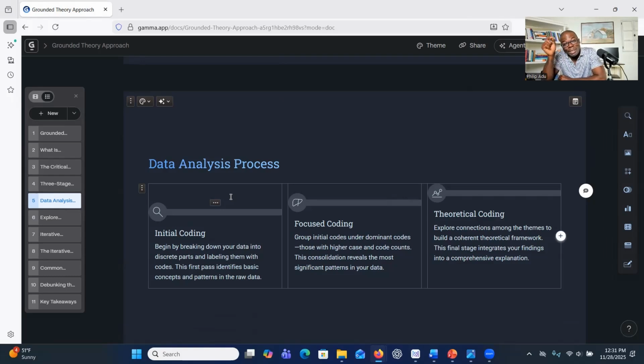Sometimes it's a little bit subjective, because I may see this code as dominant, but another person may see it as not dominant. This is where you can involve other researchers, or a second person, to help you decide which of the codes are dominant, right? So as you can see, there are a lot of factors, and you can choose the factors that can help you to determine the dominant code.